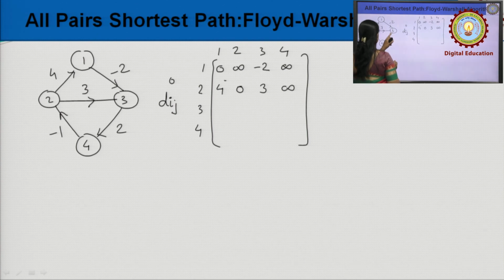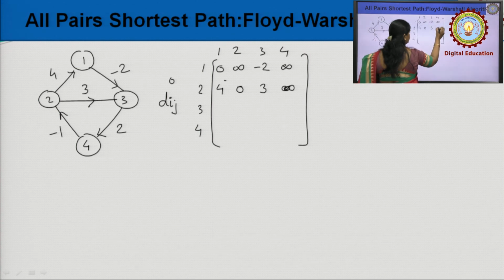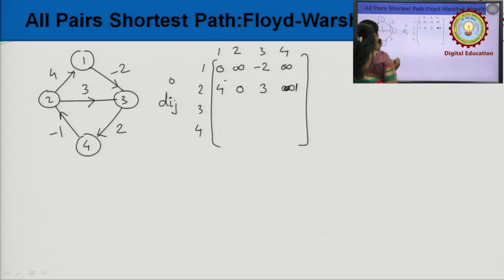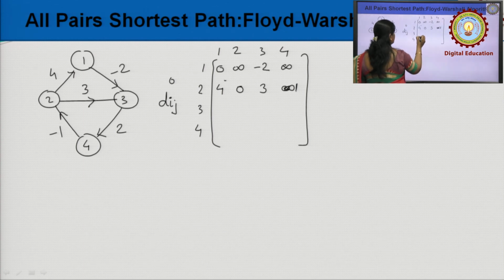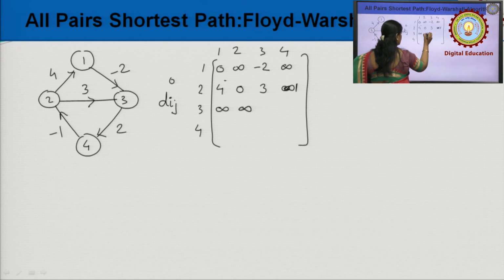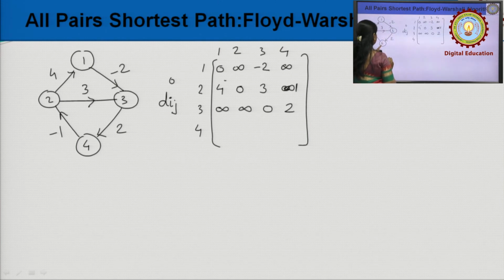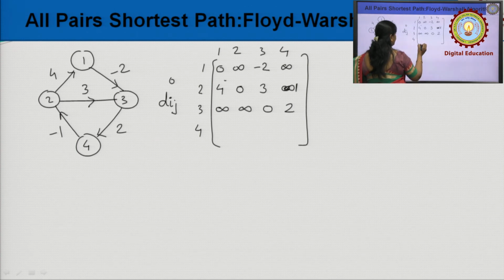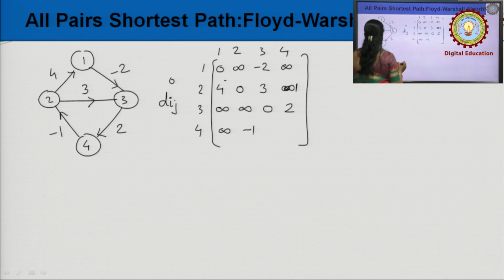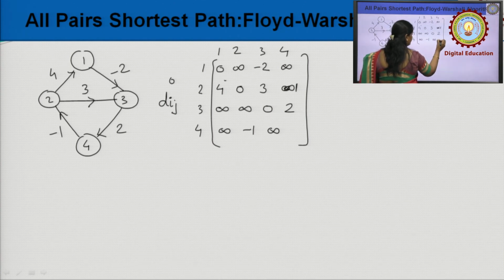3 to 1, no edge, infinity. 3 to 2, no edge, infinity. 3 to 3, no self loop, 0. 3 to 4, edge is 2. 4 to 1, no direct edge, infinity. 4 to 2, there is an edge, weight -1. 4 to 3, no edge, infinity. 4 to 4, 0.